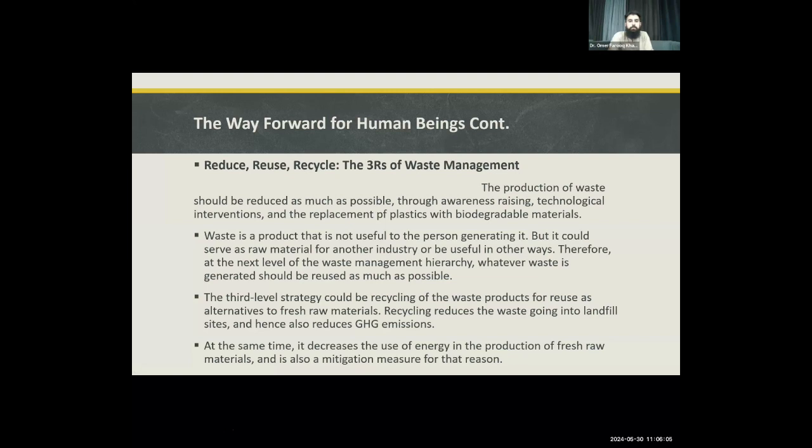Recycling reduces the waste going into landfill sites and hence also reduces greenhouse gas emissions. At the same time, it decreases the use of energy in the production of fresh raw materials and is also a mitigation measure for that reason. So basically, the three R's are very important in every community for waste management practices. Next slide, please.